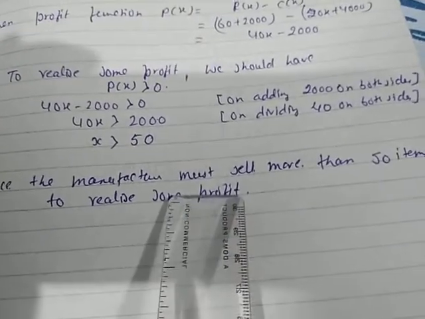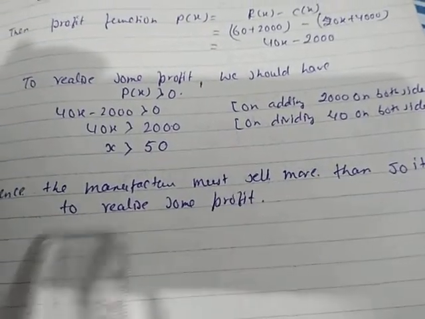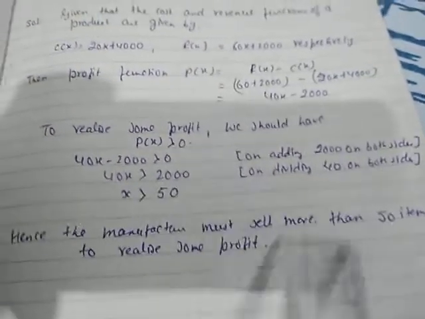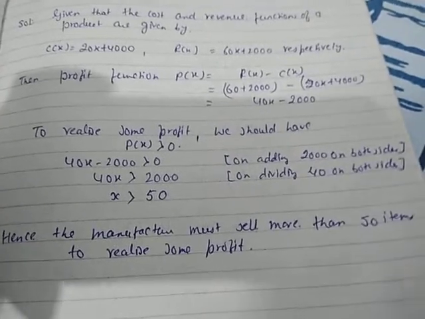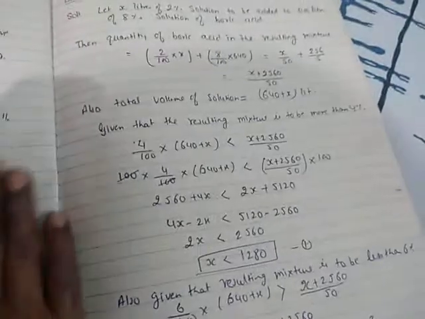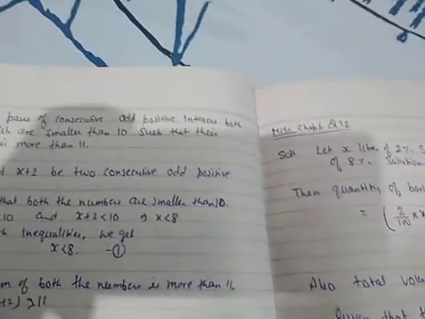Hence, the manufacturer must sell more than 50 items to realize some profit. This is your answer. This way, you have to do word problems that are based on inequalities. Now, the next question is, this is your NCERT question.